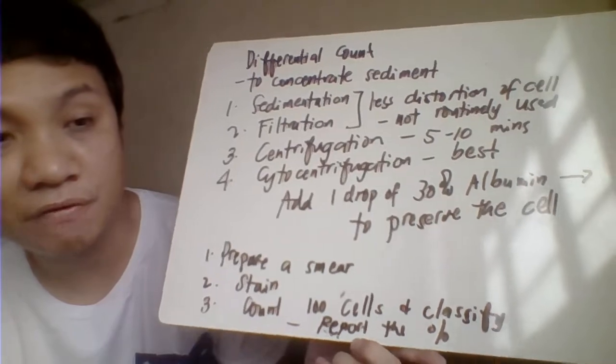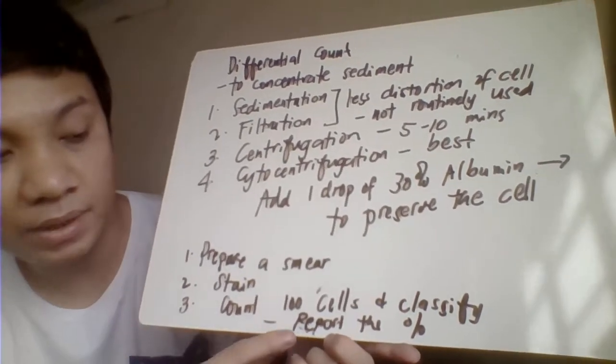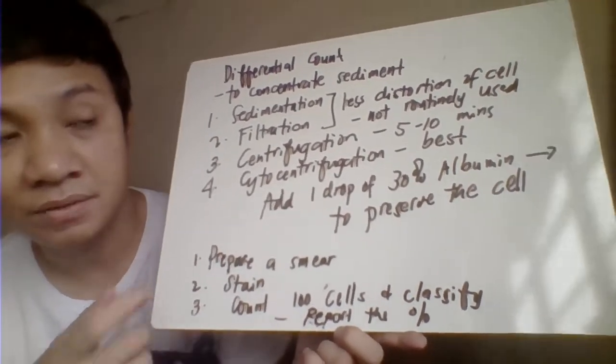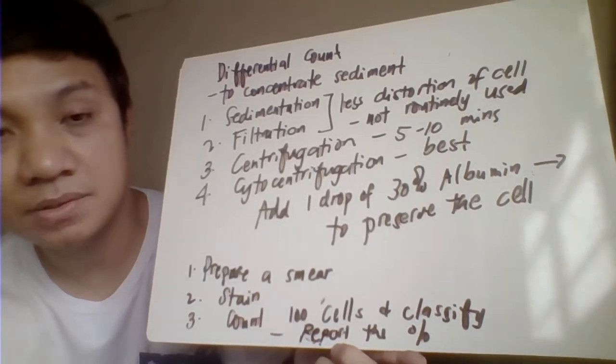Like how many neutrophils, how many lymphocytes. So we should count 100 cells, and then present that in terms of percentage.